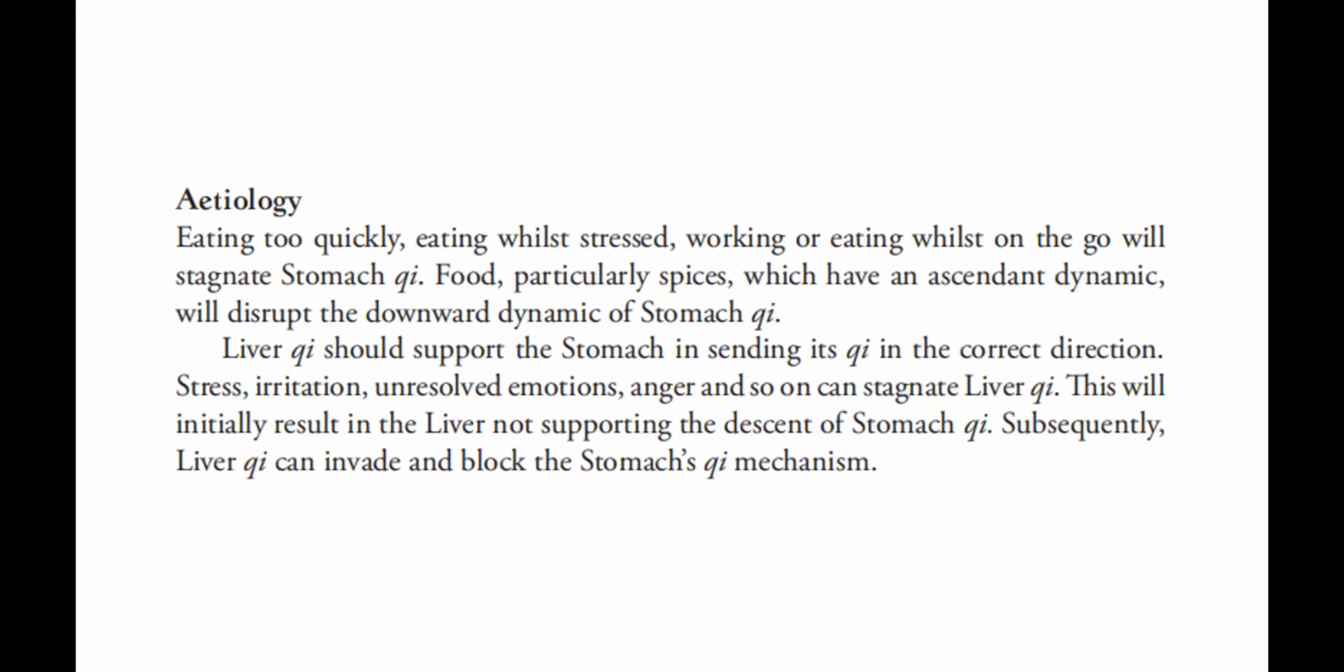Liver chi should support the stomach in sending its chi in the correct direction. Stress, irritation, unresolved emotions, anger, and so on can stagnate liver chi. This will initially result in the liver not supporting the descent of stomach chi. Subsequently, liver chi can invade and block the stomach's chi mechanism.